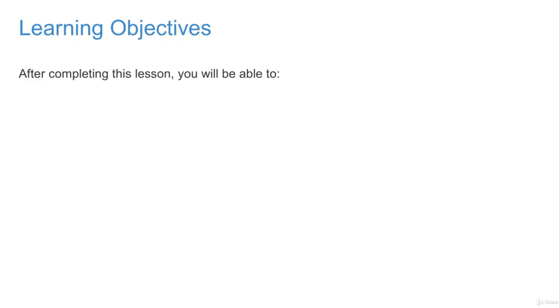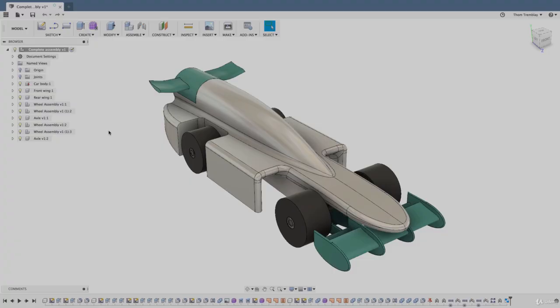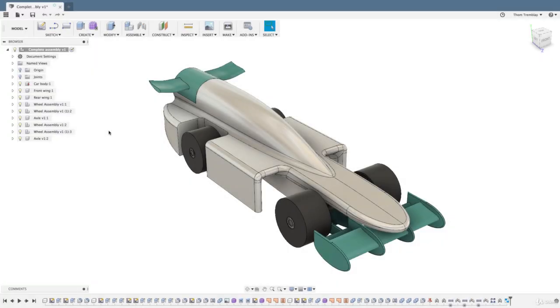After completing this lesson, you will be able to switch to the render workspace, adjust camera and scene elements, and add decals to the car design. For this lesson, you can reopen your previous complete assembly file or open the F1 Car Complete Assembly Fusion Archive file using New Design from File.